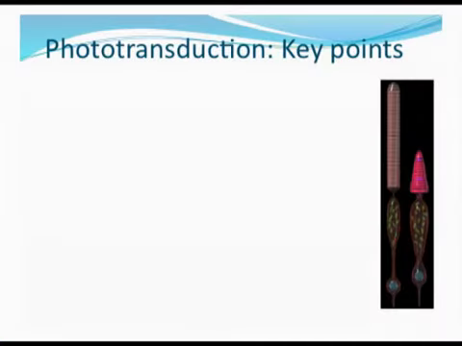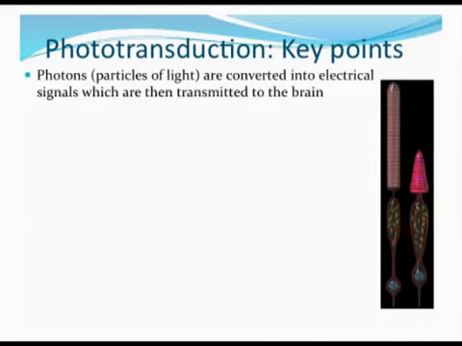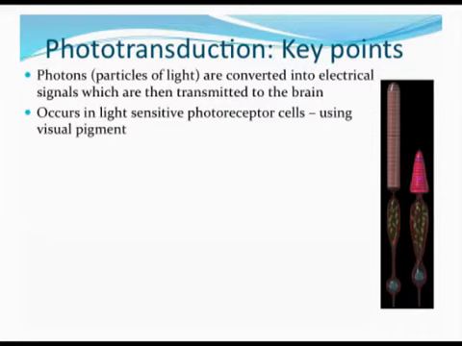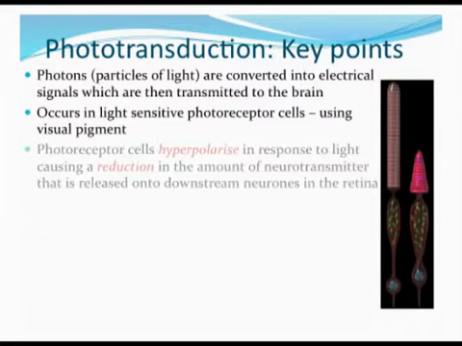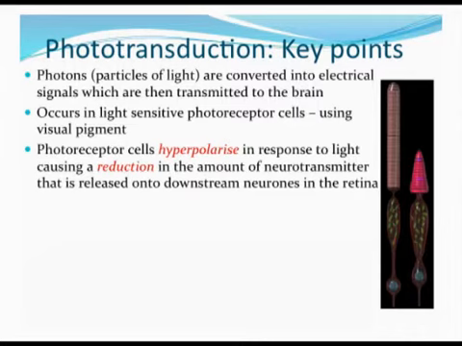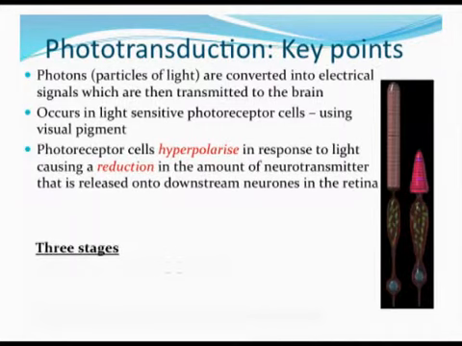First of all, just to get started with some key points of phototransduction. Phototransduction converts photons into electrical signals that are then transmitted to the brain. This occurs in the light-sensitive photoreceptor cells, the rods and cones. Photoreceptor cells hyperpolarize in response to light, and they reduce the amount of neurotransmitter that they release. This is quite unique to photoreceptor cells, as most cells, when stimulated, depolarize and increase the amount of neurotransmitter they release. There are 3 main stages to phototransduction.